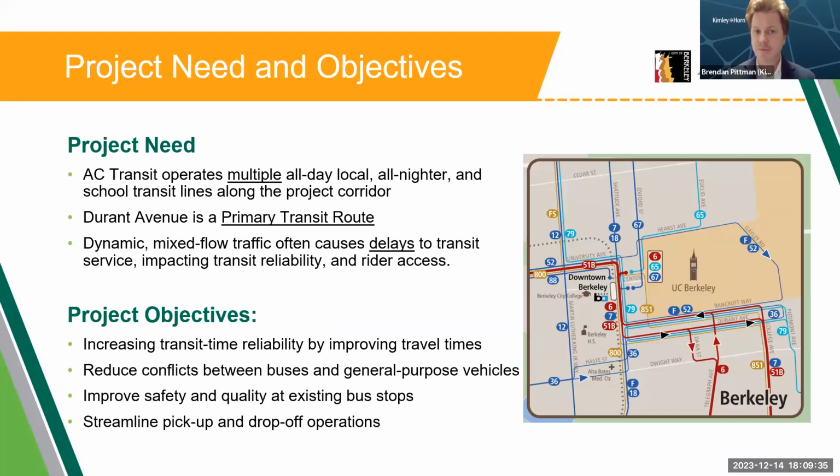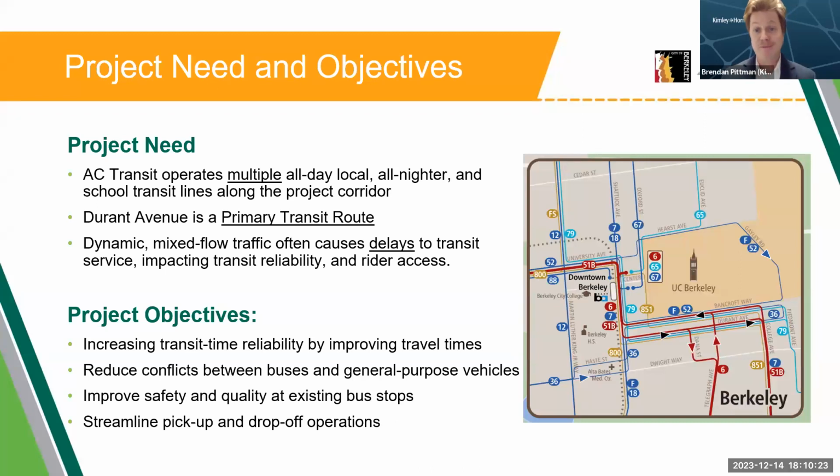So just talking about the project need and objectives here, AC Transit and the City of Berkeley recognize the importance of providing and promoting quality transit operations along this corridor and in the Southside neighborhood. And Durant Avenue is a key transit corridor in this area. Current transit service along Durant Avenue consists of multiple AC Transit local lines, school lines, and an all-nighter bus. These lines include the Line 6, 36, 51B, 79, 604, 605, and 851. These lines connect students, educators, visitors, and residents from the university and the Southside area to all over the Bay, downtown Oakland, Emeryville, Alameda, and El Cerrito.